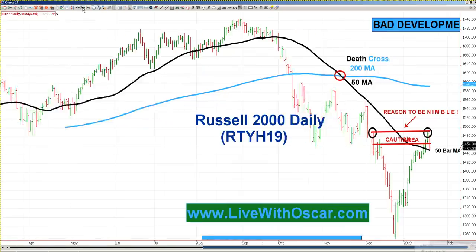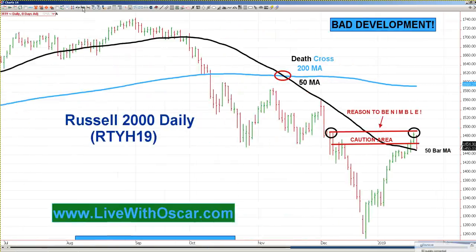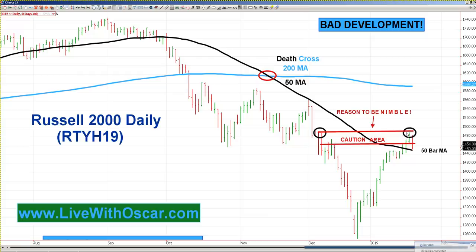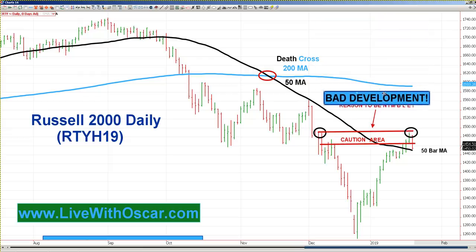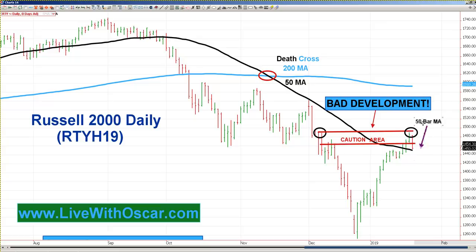The Russell 2000. Now look at the Russell. Perfect example. I mean, this is textbook. Talk about reason to be nimble. Look at how it just rallied right back to the top of that area and the meat of the drop and everything. Right to the top of the area, turned around and dumped. Reason to be nimble has turned into a bad development, especially if we end up below the 50-bar moving average by the end of today or tomorrow.